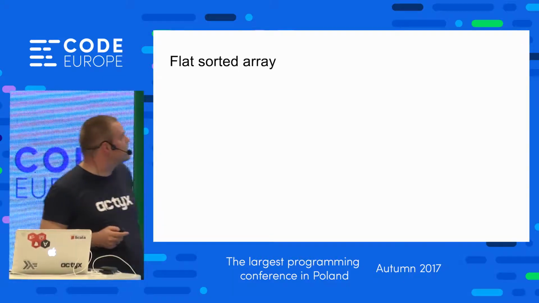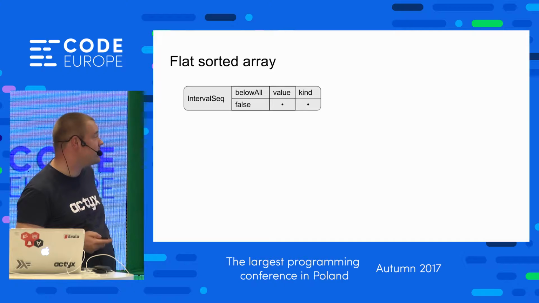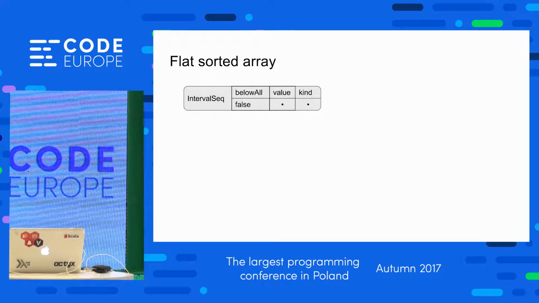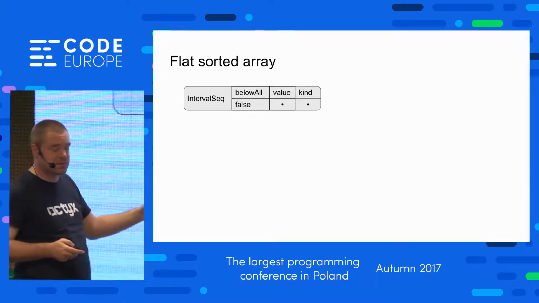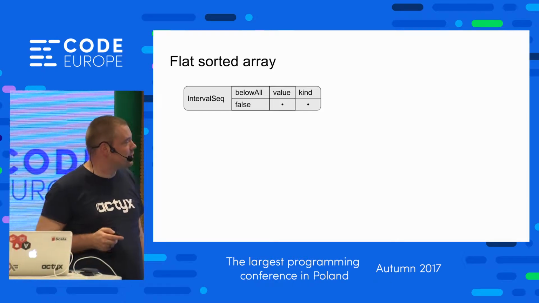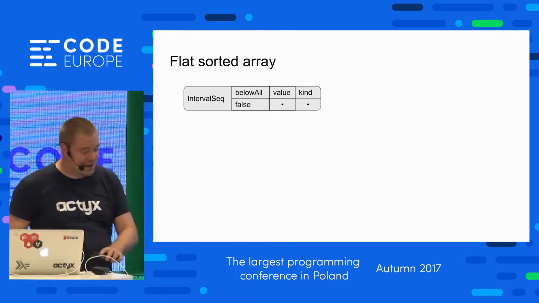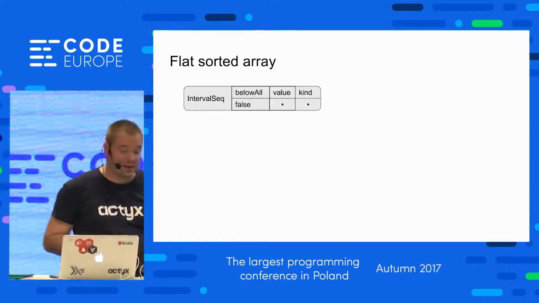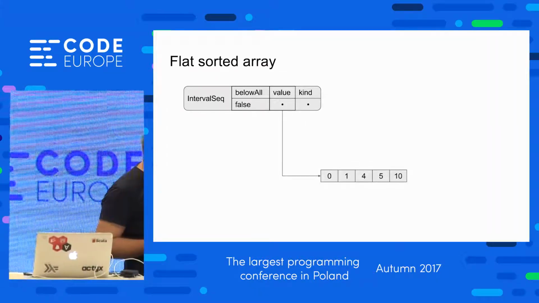Okay, so let's take a look at the simple approach, the flat sorted array. This is kind of how it would look. You have an object which contains just a single Boolean, which tells us whether the value is true or false at negative infinity. And we have two pointers, value and kind, which are basically pointers to arrays containing both the values and the kinds. So it looks like that basically.